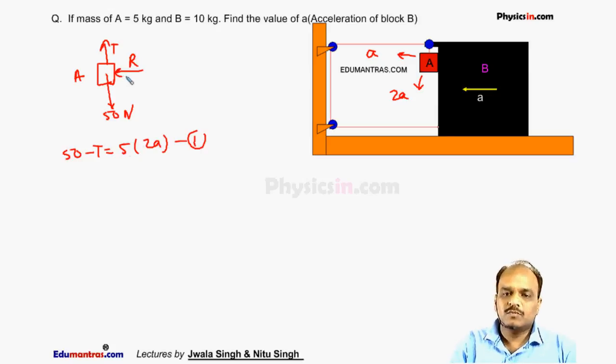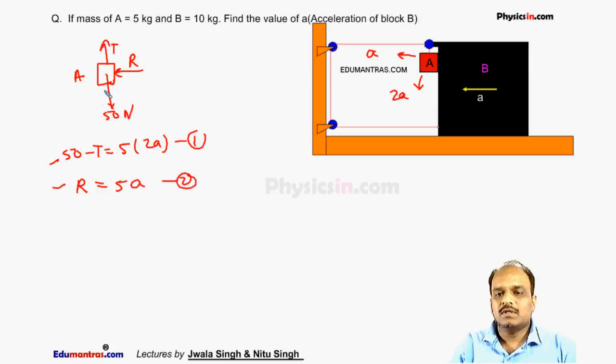In the same way, this block is also moving horizontally, so we can say the horizontal reaction R is mass into horizontal acceleration, that is 5 into A. This is our second relation. These are the two relations for block A.